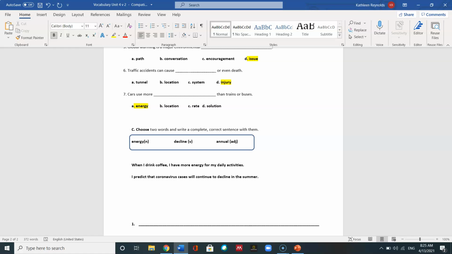Okay, so I used here this word decline, to go down. Annual is an adjective and it means every year. We couldn't take our annual vacation last year because of the pandemic. Okay, so couldn't is the past of can't. So here we see these three words used in a sentence.